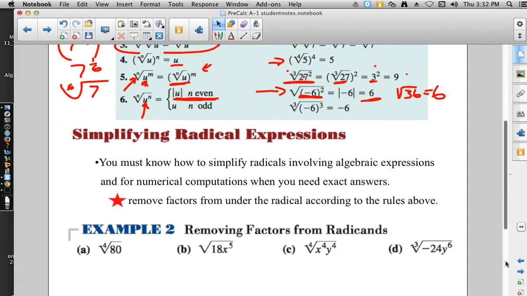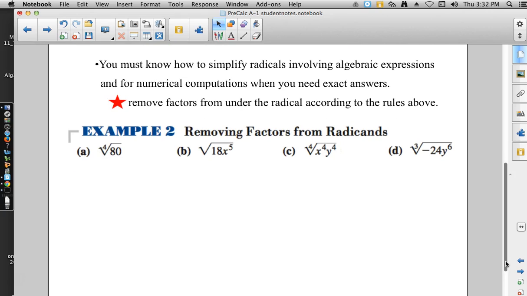So simplifying radical expressions, you must know how to simplify radicals involving algebraic expressions and for numerical computations when you need exact answers. Remove factors from under the radical according to the rules. So we've got our objective as simplify and evaluate radicals and rational exponents. Reduce, factor, and simplify rational expressions. So those pieces are what we're going to work on right now.